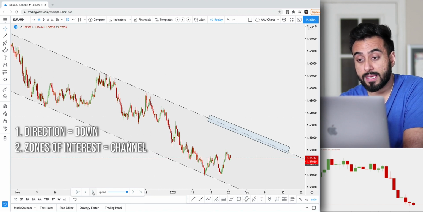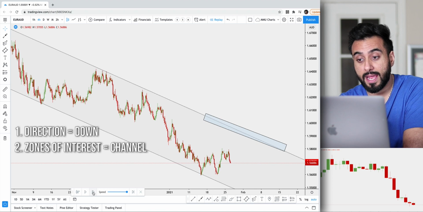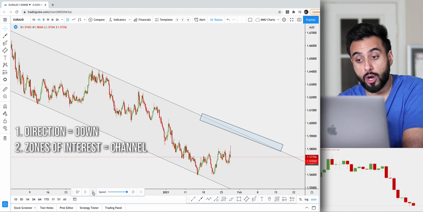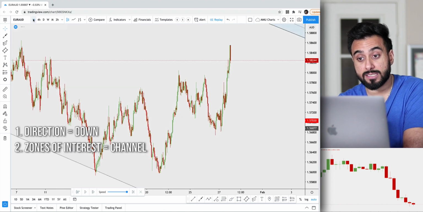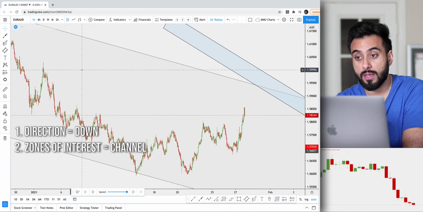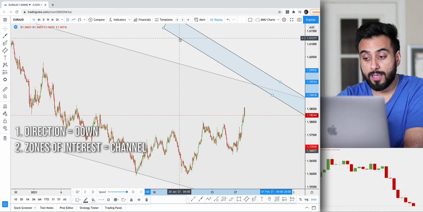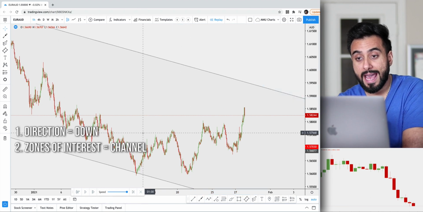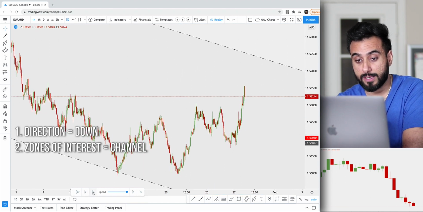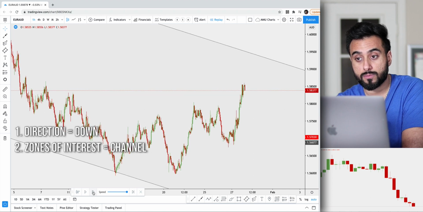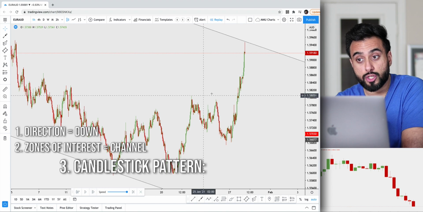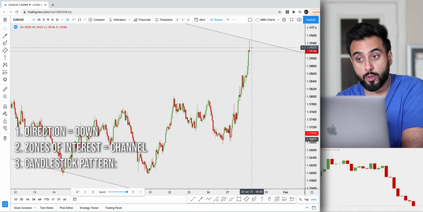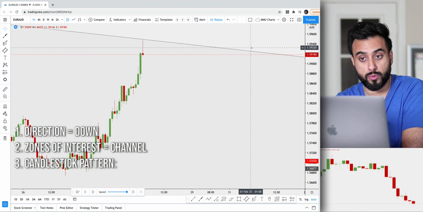We would just wait and allow the candles to play. And as the candles are approaching our specific zone of interest, let me just go to the 1 hour time frame now as the price is getting a little bit closer to it. And we would wait and see what the price does as it approaches our specific zone of interest. So the price touched our zone of interest, and you'll notice, what did the candle do?